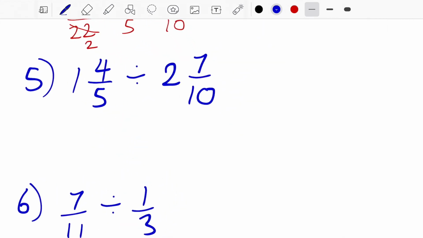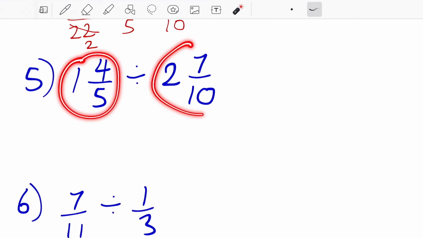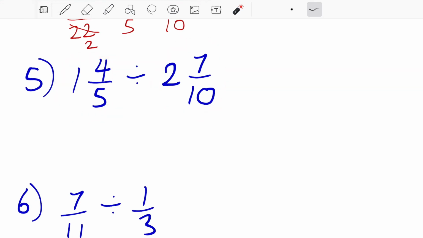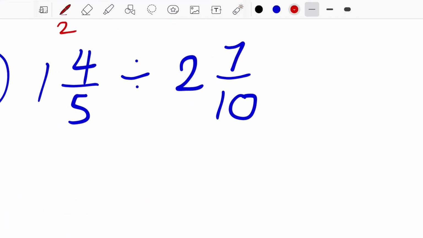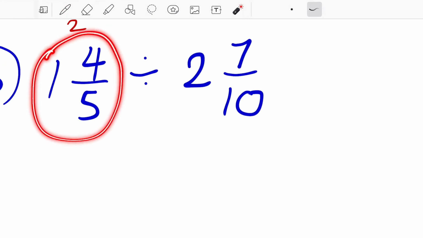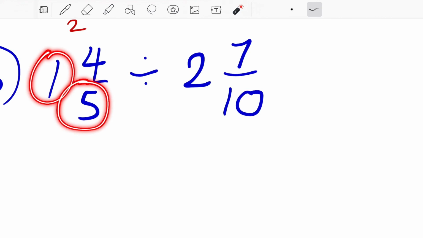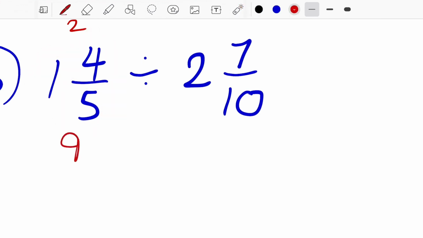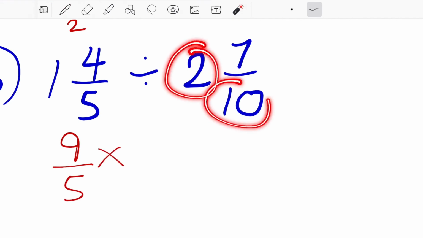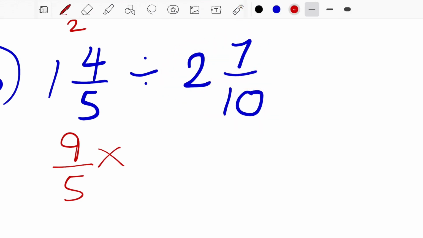Let's look at number 5. So when we have a mixed number or mixed numbers, when dividing or multiplying, we must change them to improper fractions before we begin. So remember, to change this to an improper fraction, we say 1 times 5 is 5 plus 4 is 9. So that's 9 over 5 multiplied by 2 times 10 is 20. 20 plus 7 is 27. So remember to flip, so that's 10 over 27.